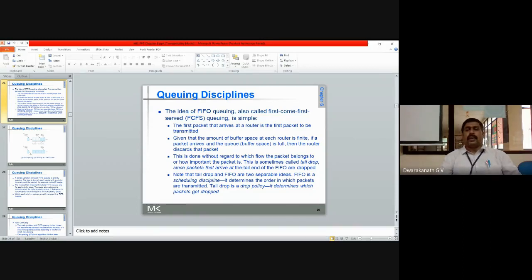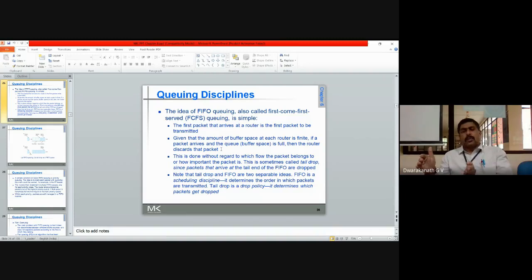Queuing is a very simple technique. The first packet that arrives at a router is the first packet to be transmitted. Given that the amount of buffer space at each router is finite, some amount of buffer will be there in a router. If a packet arrives at the queue, that is the buffer space, and the buffer space is full, then the router discards the packet. For example, assume 50 packets capacity: the first packet comes, then the second, like that, all 50 packets come.